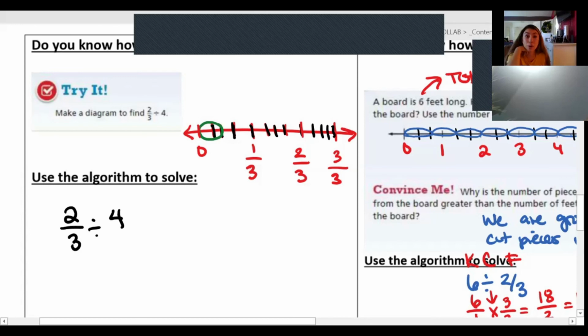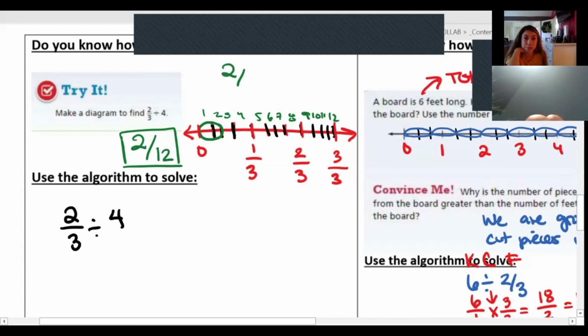And now how many do we have total? How many tick marks did we split this into, or parts did we split this number line into total? 1, 2, 3, 4, 5, 6, 7, 8, 9, 10, 11, and 12, right? So we have 2 over 12 represents 2/3 divided by 4, right? That's our answer. We can simplify it to 1/6 because 2 goes into 12 6 times. If we divide the top and the bottom by 2, we know that that gets us 1/6.